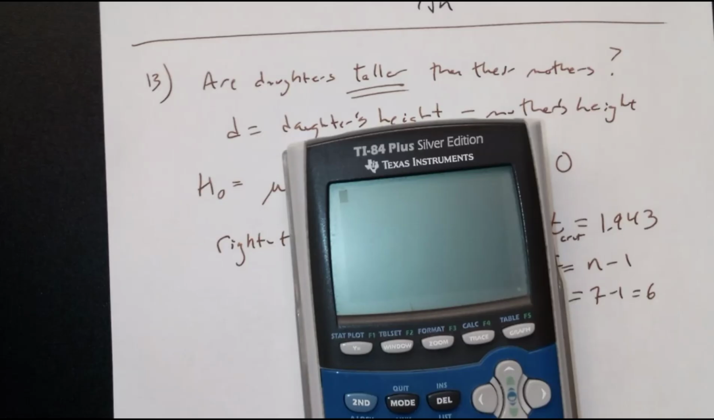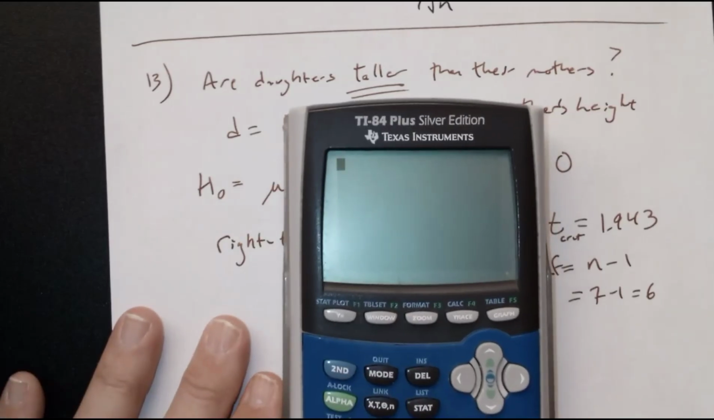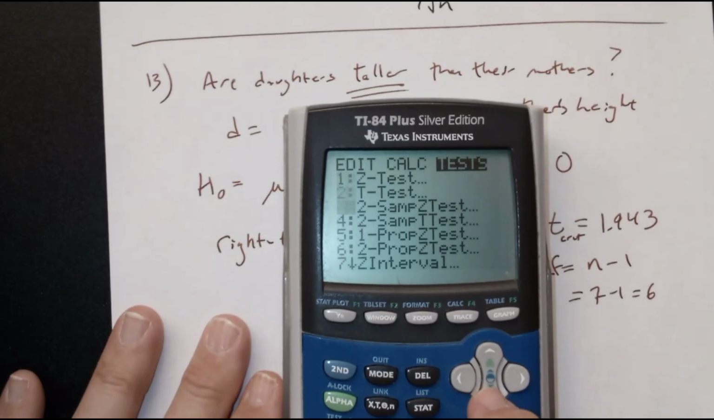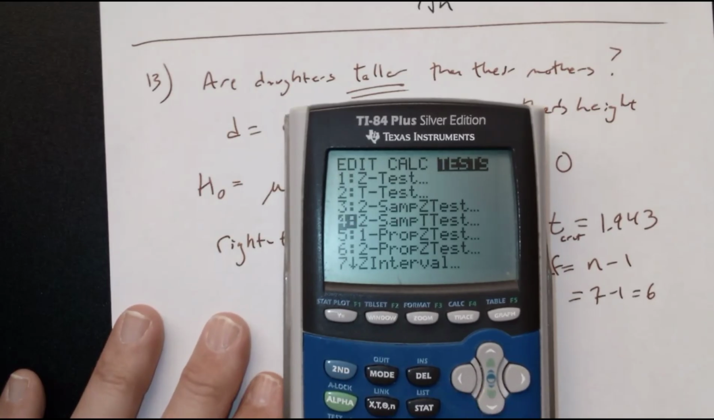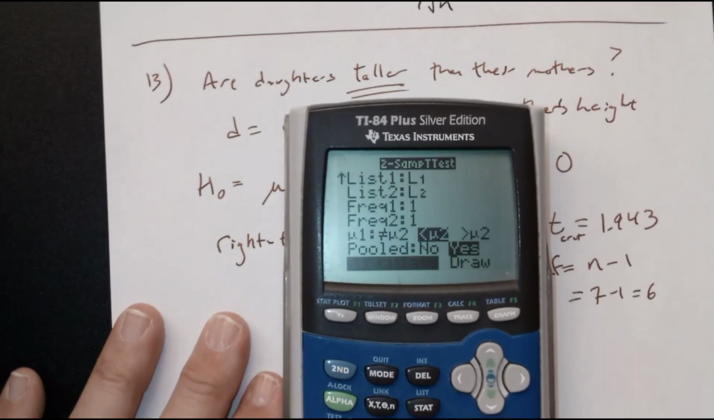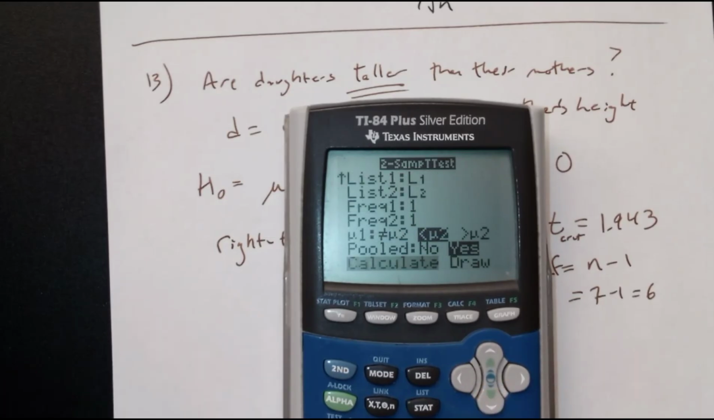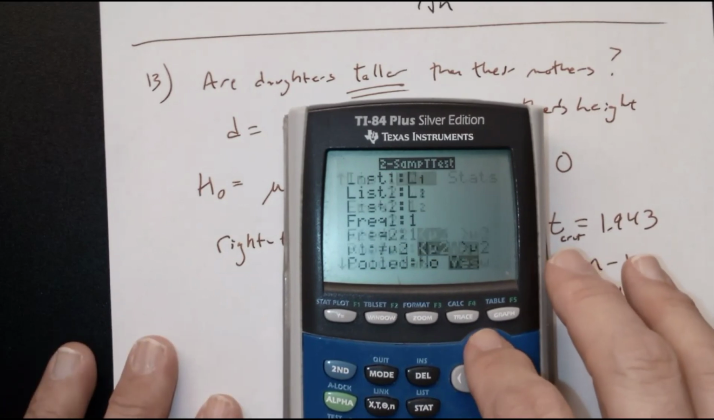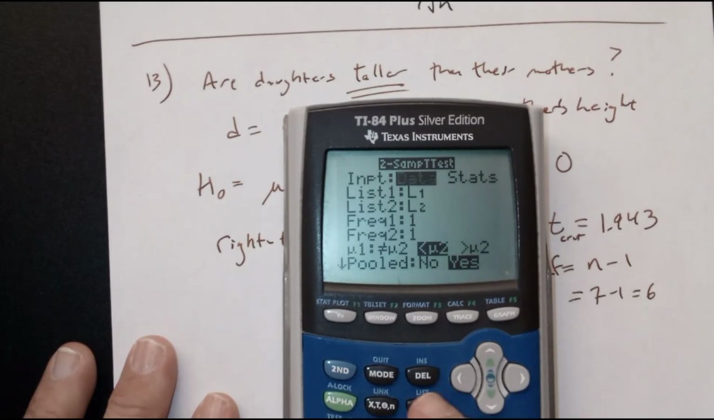Let me get rid of the file we were just working on. Okay. Under my tests, I have a 2-sample t-test, and it just says pooled or not, right? It doesn't say anything about paired. So this is a problem when I go to do that here.